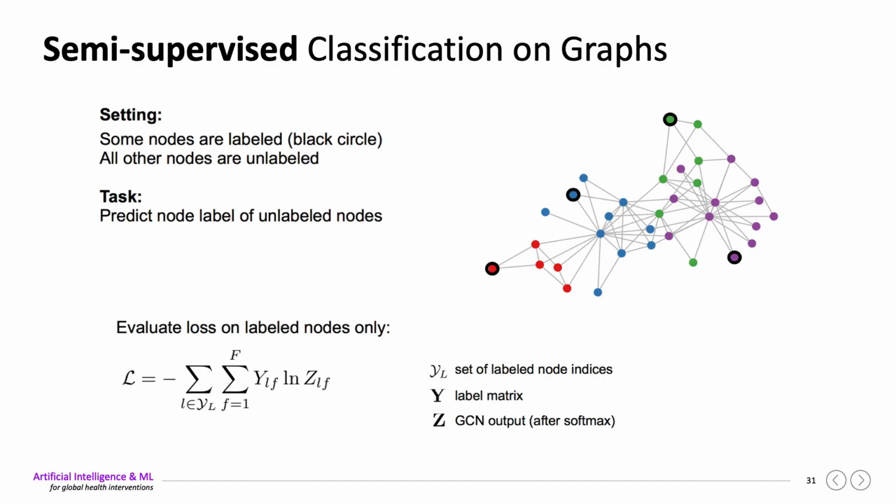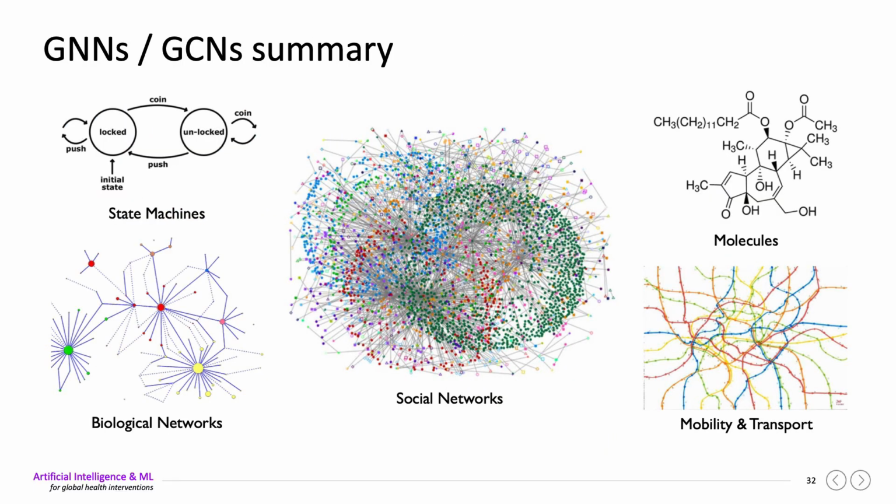labeling is expensive. Let's summarize the breadth of what GNNs can do. This GNN and GCN summary shows 5 application domains through images: state machines, biological networks, social networks, molecules, and mobility and transport networks. The common thread is that every one of these is naturally relational, and a single architectural idea, learn node representations by aggregating neighbor information, applies across all of them.